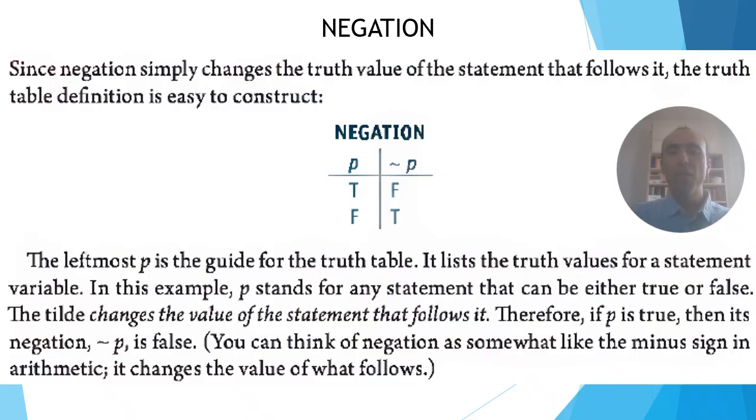Therefore, if P is true, as in the first row, then its negation, tilde P, is false. You can think of negation as somewhat like the minus sign in arithmetic. It changes the value of what follows. In the second row, the truth value of P is false. Therefore, the truth value of its negation is true.